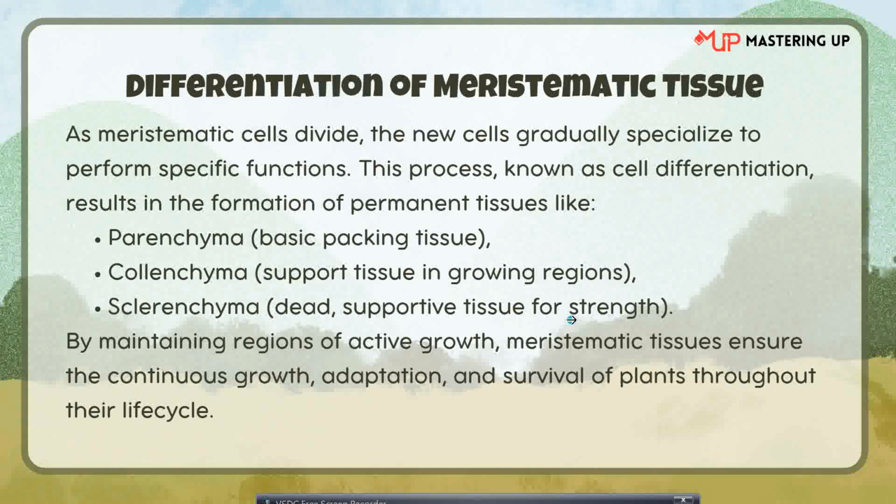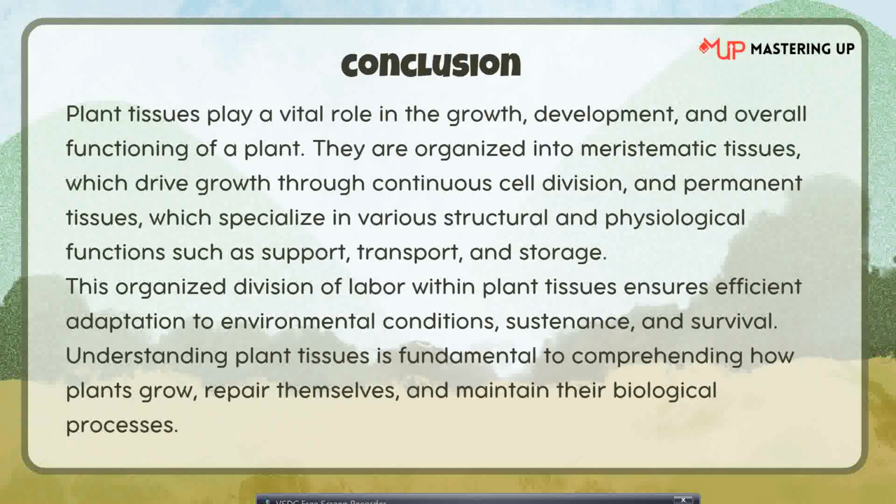By maintaining the regions of active growth, meristematic tissue ensures the continuous growth, adaptation and survival of plants throughout their life cycle. So the plants need to grow, right? This meristematic tissue helps in the adaptation and survival of the plants throughout their life cycle. Let's again recap: parenchyma packing, collenchyma support in the growing regions, and sclerenchyma support for strength. Okay, so that's all with the differentiation of meristematic tissue. Now, conclusion.